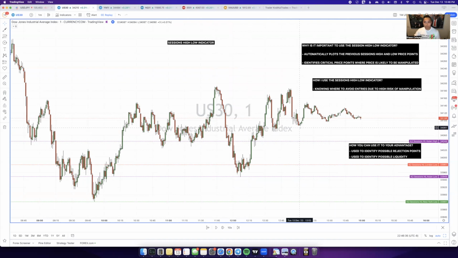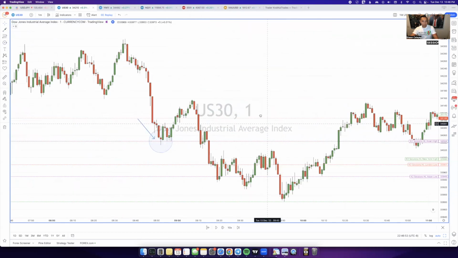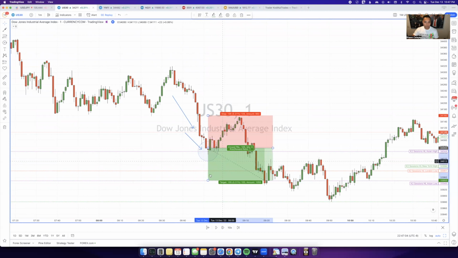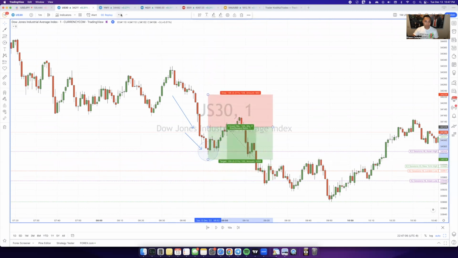The way that I personally use it is to avoid trades, specifically trades that are going to be highly manipulated. So for example, if I was taking a sell right here, you can see as soon as price reached this point, it bounced directly off that purple line, right? Which was the Asia high. So if I was looking for a sell at this point, if my entry was somewhere around here, I would have just avoided this trade because I would have hated to have been caught in this fake out right here.